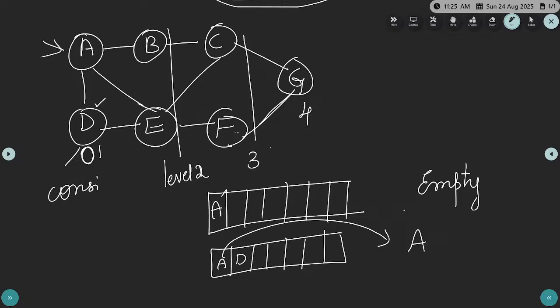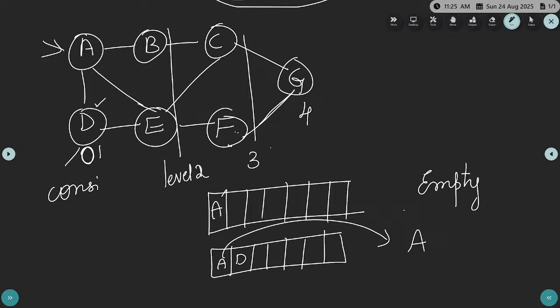Write down. Take any vertex as visited, and make it as the starting vertex.